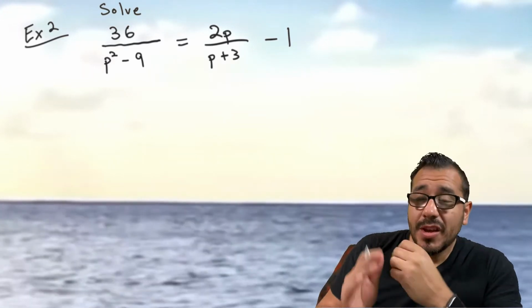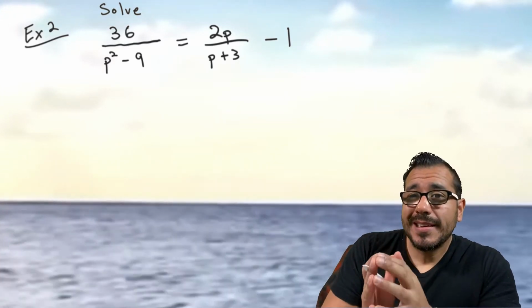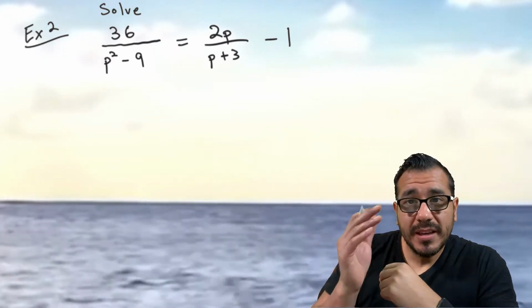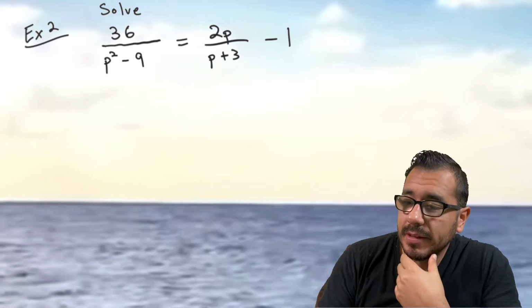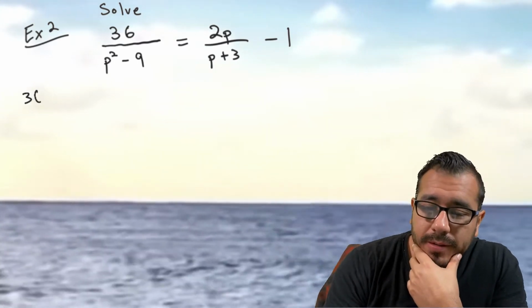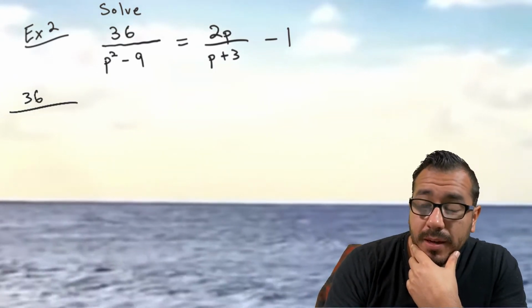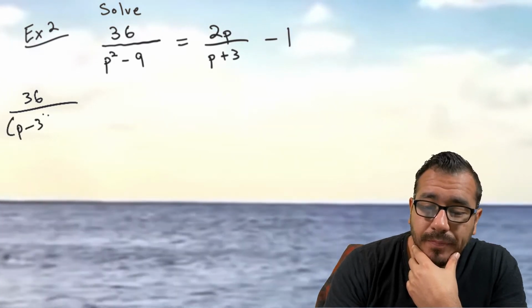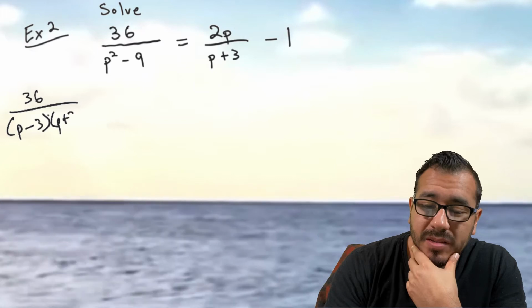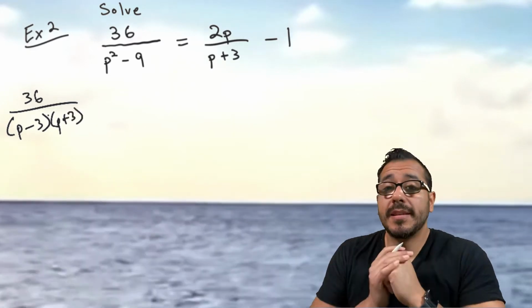All right, so first thing we do is factor the denominators if possible. So here we could factor this denominator. So let's do that. 36 and p squared minus 9, that's p minus 3 and p plus 3. All right, that's the difference of squares.